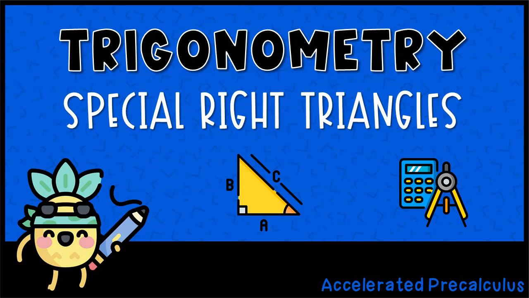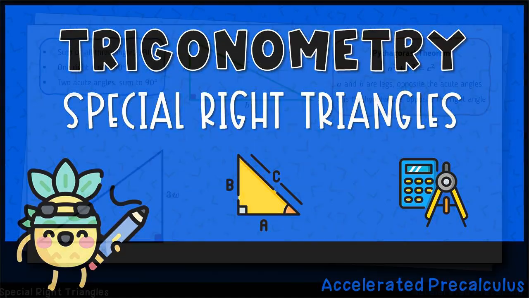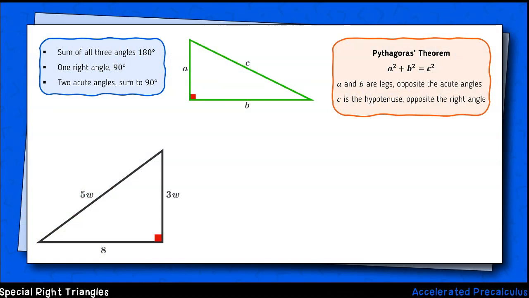Today we're going to take a look at some special cases of right triangles and review the algebra needed to solve for missing sides on a right triangle. Let's get started. To begin, let's recap the features of right triangles in general.